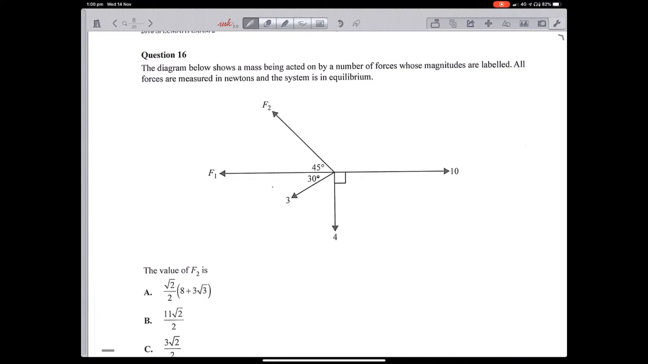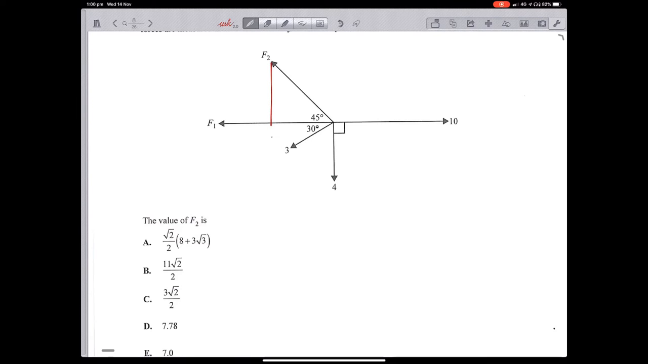102.4. Okay, the diagram below shows a mass acted on by a number of forces measured in newtons. The value of F2 is. So this here is going to be F2, because that's sine 45. So F2 sine 45. This one here is going to be 3 sine of 30. This one here is going to be 4.